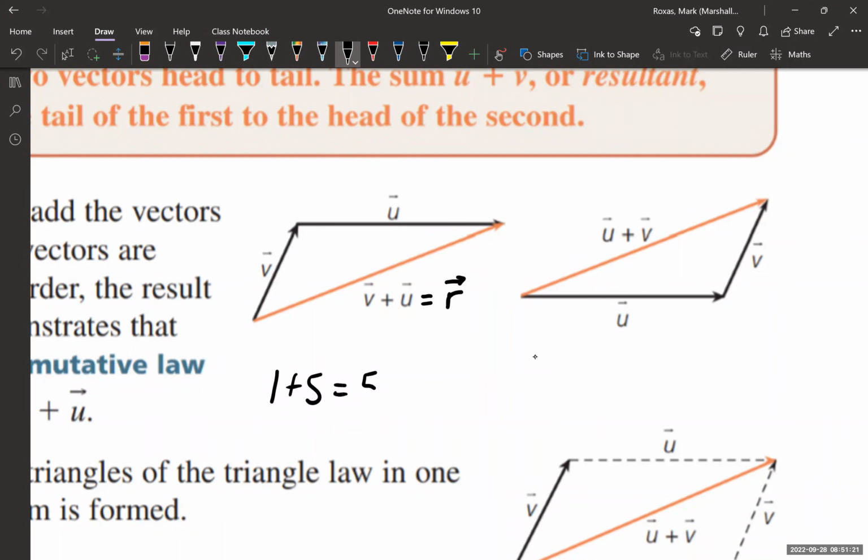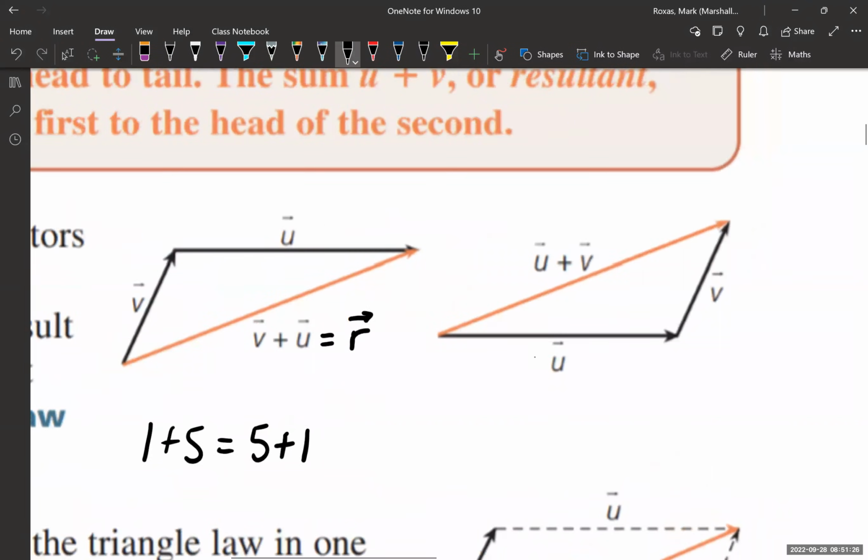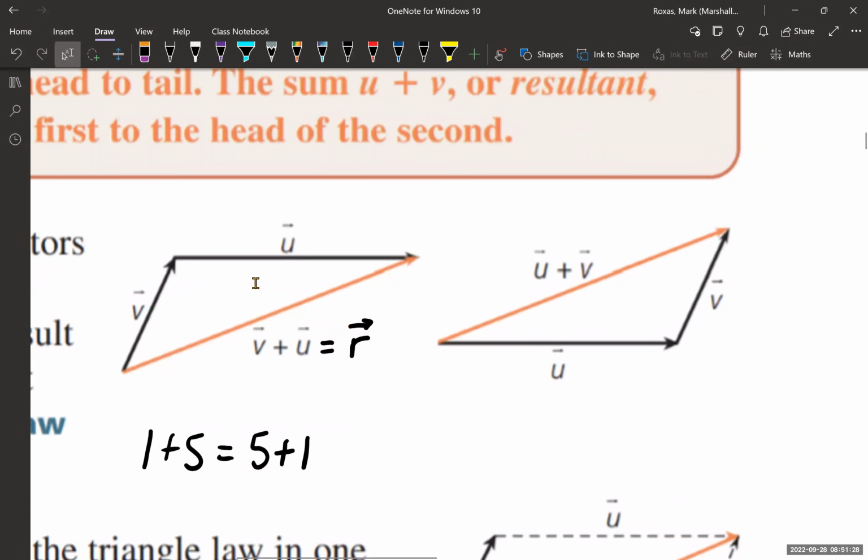But remember, addition, just like when we're dealing with scalars, if I wrote 1 + 5, that's the same thing as saying 5 + 1. They both give you the same answer. When it comes to vectors, it's the same thing. I could write vector U first as the first vector, and then vector V can come second. I just have to make sure I connect them head to tail, so the head of U connects to the tail of V. And then I can draw my resultant vector from the tail of U to the head of V. That's going to be U plus V, which is still my resultant vector.